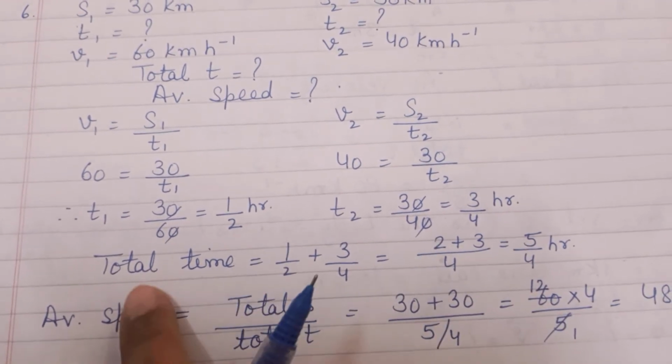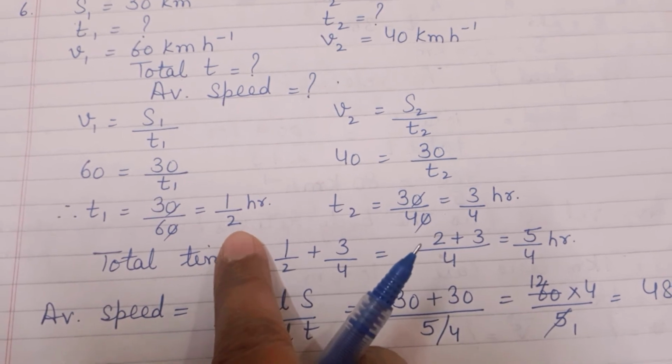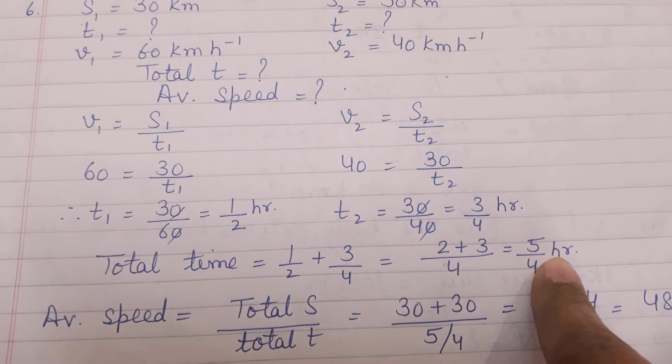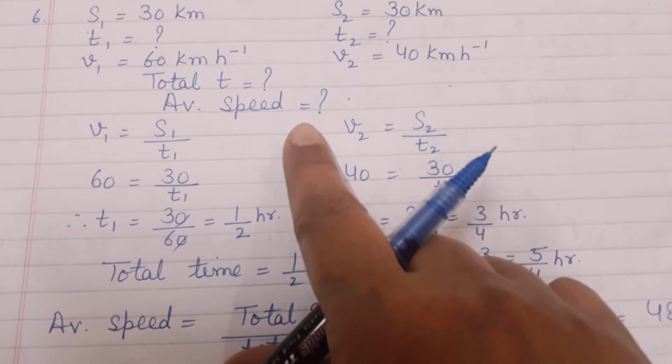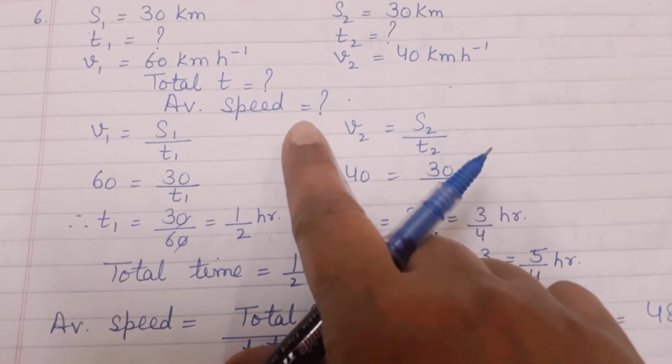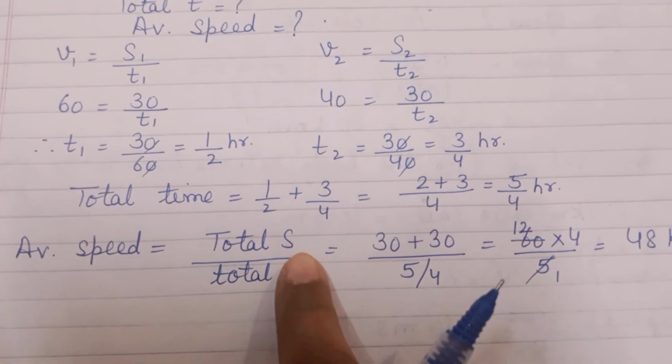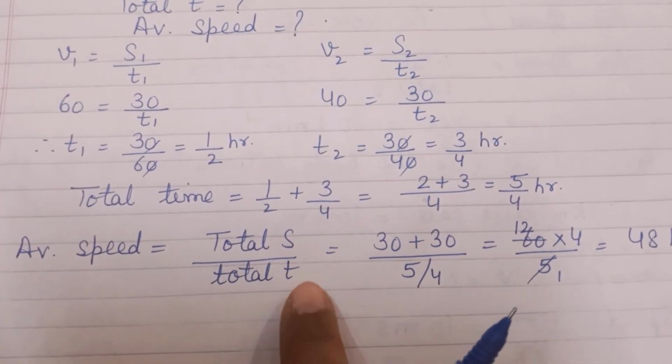Now, I need to find out the total time. So that would be 1 by 2 plus 3 by 4, that is 5 by 4 hours is the total time taken. The next part of the question is you need to find out the average speed of the car. And children, you know that the formula for average speed is total distance travelled upon total time taken.